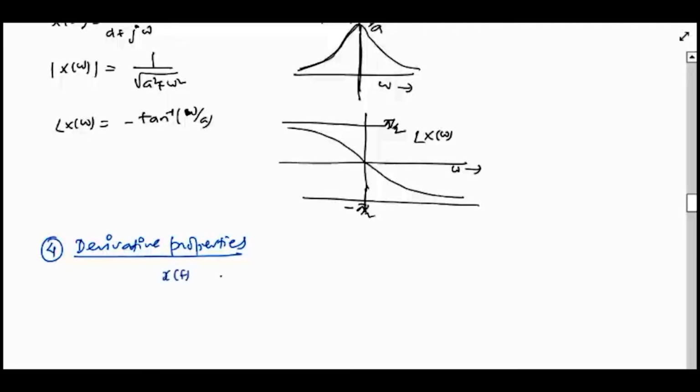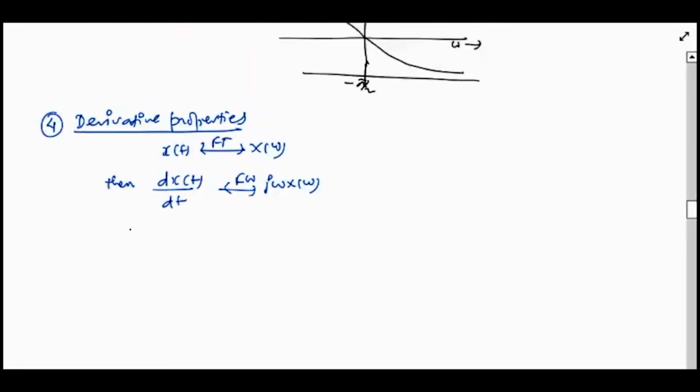Let's say that x(t) is a signal that has Fourier transform X(omega). If we differentiate the synthesis equation with respect to t, then we get that dx(t)/dt will have Fourier transform j omega X(omega). Similarly, if we differentiate the analysis equation, we see that minus j t x(t) will have Fourier transform that is the derivative of the Fourier transform of x(t). So this is dX(omega)/d omega.